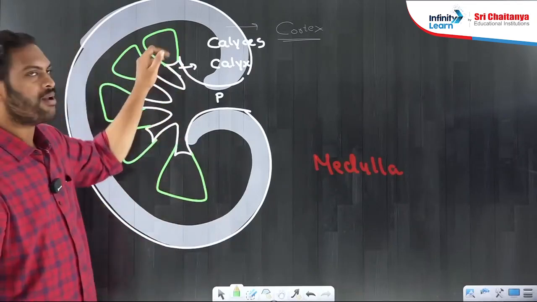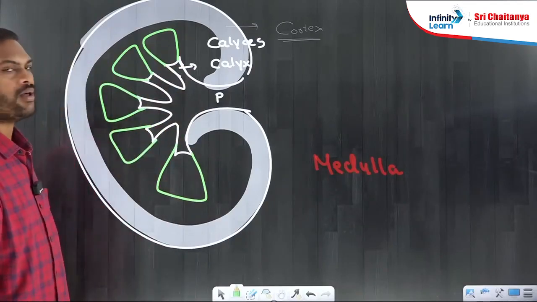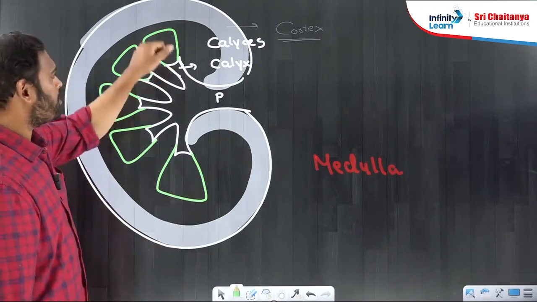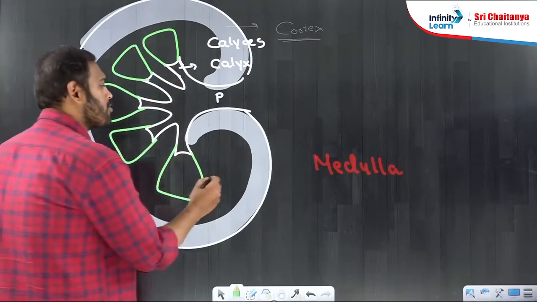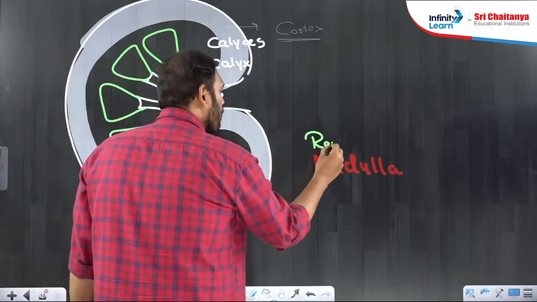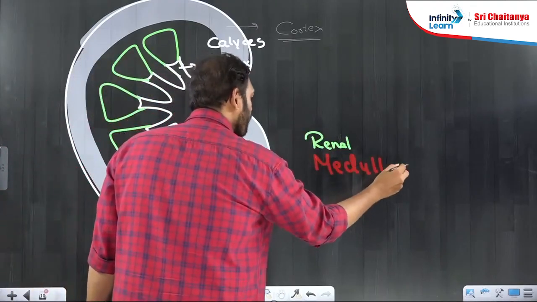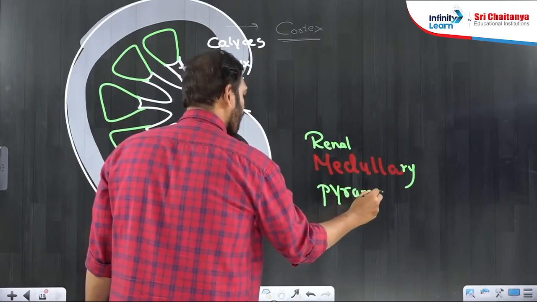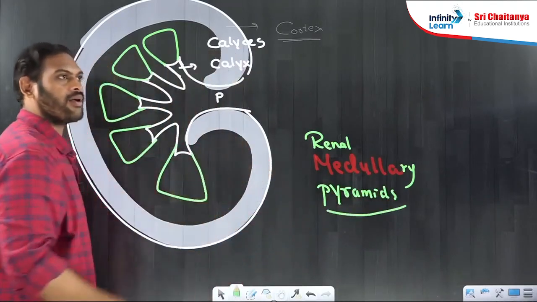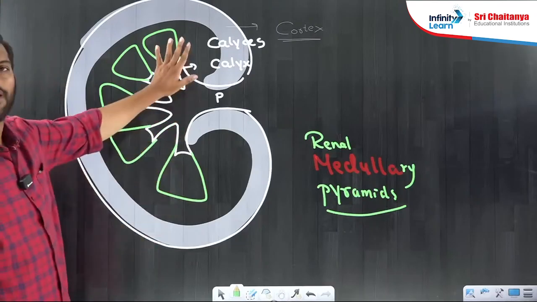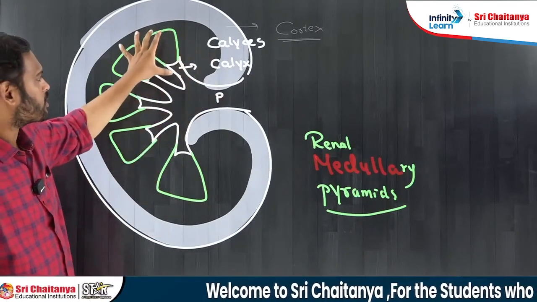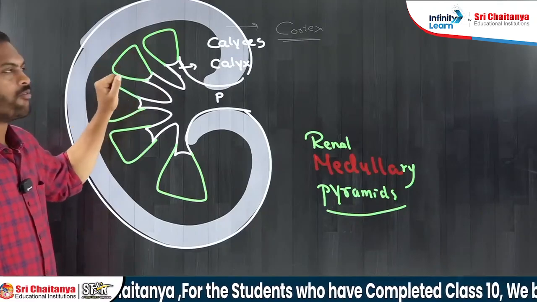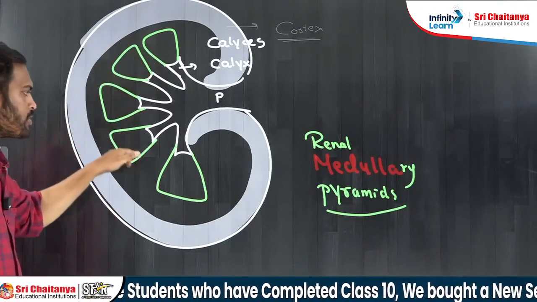They look like pyramids, therefore these are renal pyramids, but as they are medulla, we call them renal medullary pyramids. Got it? The medulla is not continuous. It is like small boxes, pyramids, which are attached to the calyx. We refer to them as medullary pyramids. Done?